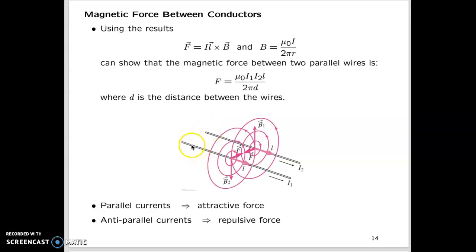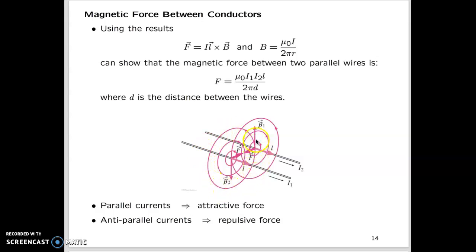So again, we have two wires parallel to each other, and one carries current I1, the other carries current I2. If you look at the current through wire number 1, the magnetic field lines form these circular patterns around that wire. One of these circles happens to intersect with a point on wire number 2. Right at this point, the magnetic field is B1, and it's pointing tangent to this circle.